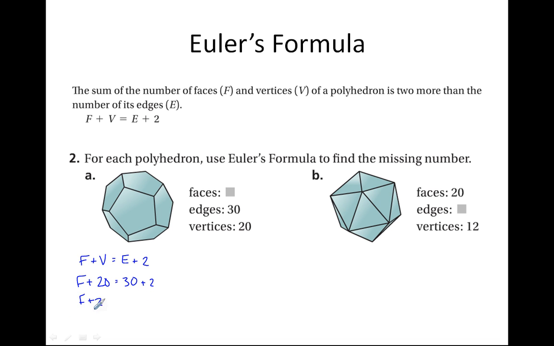So F plus 20 equals 32. Subtract 20 from both sides, we get F equals 12. So in this figure, I have 12 faces.